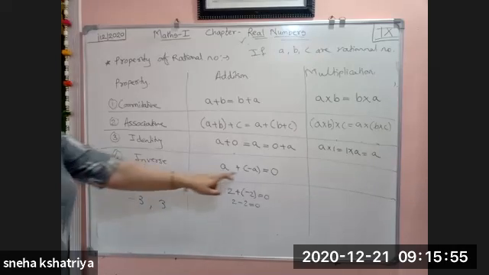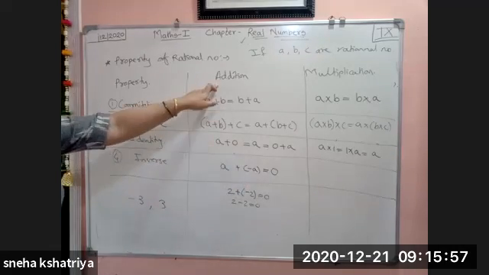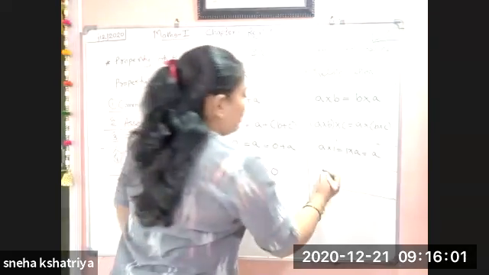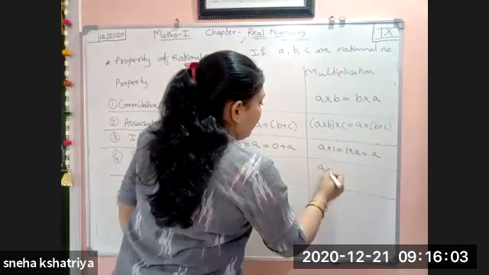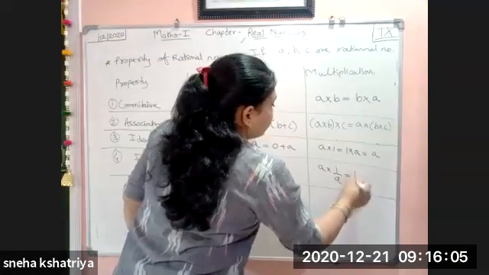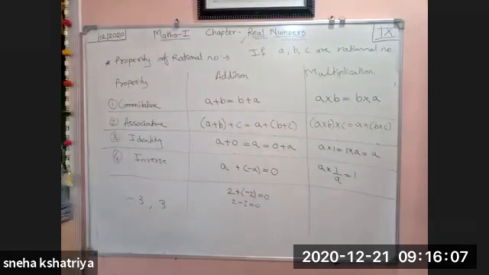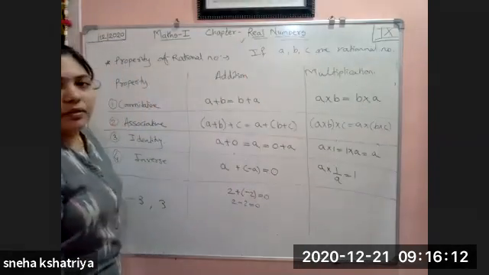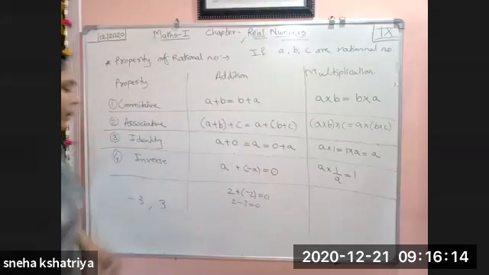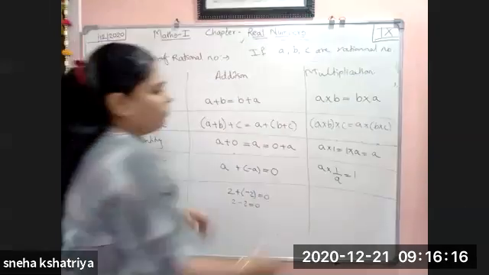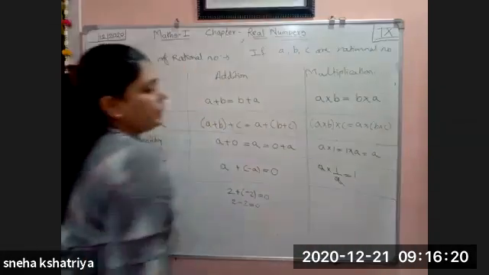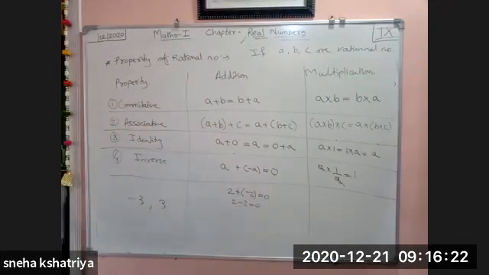In inverse, we take the negative sign in addition, and in multiplication we take the reciprocal, that is a into 1 upon a, which is equal to 1. Here we take a fraction to get the inverse. Okay, what is the inverse here? A into 1 upon a. So this a gets cancelled, we get 1 as the answer.